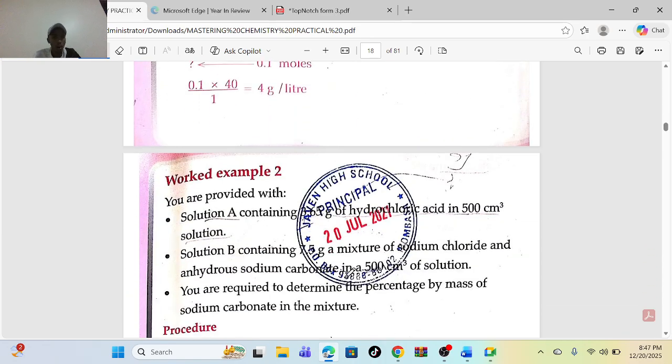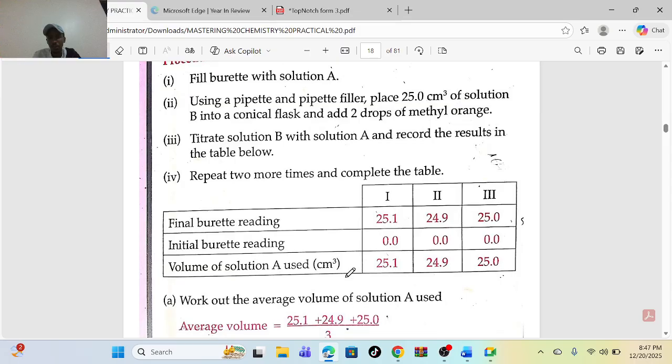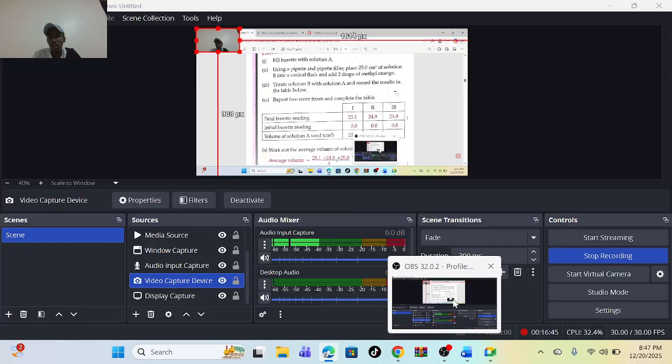So that's all about the titration. Hiyo ndio nilikuwa nataka nikwambie tu, hakuna kitu kingine nilikuwa nataka nikwambie. So is there any question?